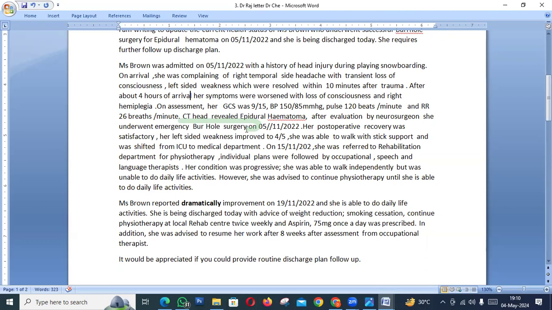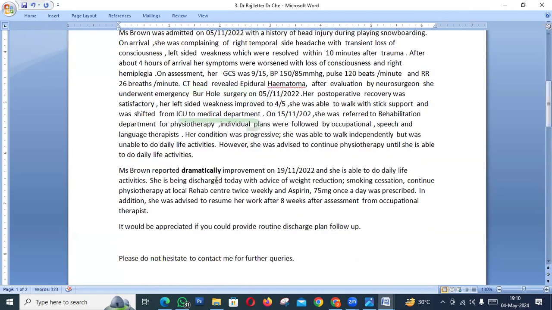So you don't need to mention each and everything, okay? Because it becomes too long, okay? You can see here, you're mentioning a lot of information. Recovery was satisfactory. Her GCS improved to this, okay? Your English is not bad, you just need to be a little bit concise, okay? Be concise. Don't write these words like "dramatically", just write her condition was improved, okay?